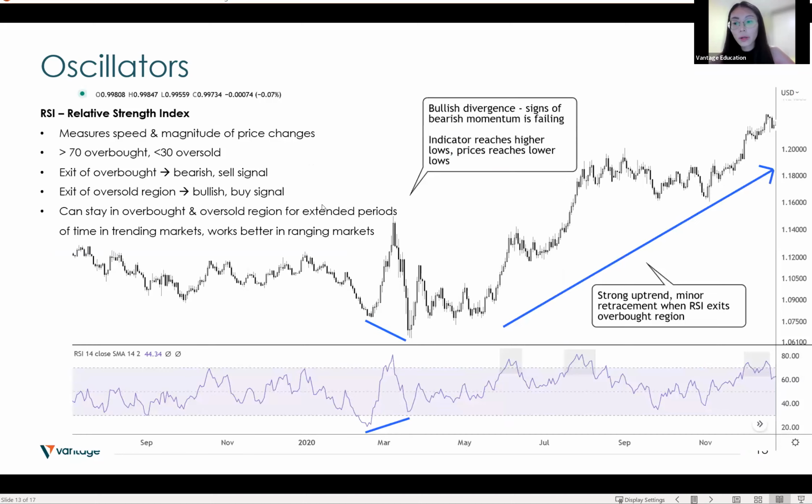So the next one that we want to cover would be on relative strength index. Relative strength index itself measures the speed and magnitude of price changes. In this case, when price is above 70, it's overbought, and if it's below 30, it's oversold.